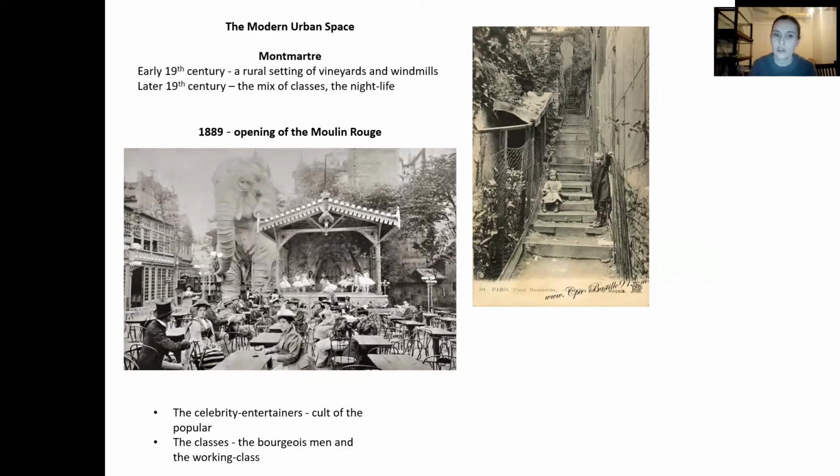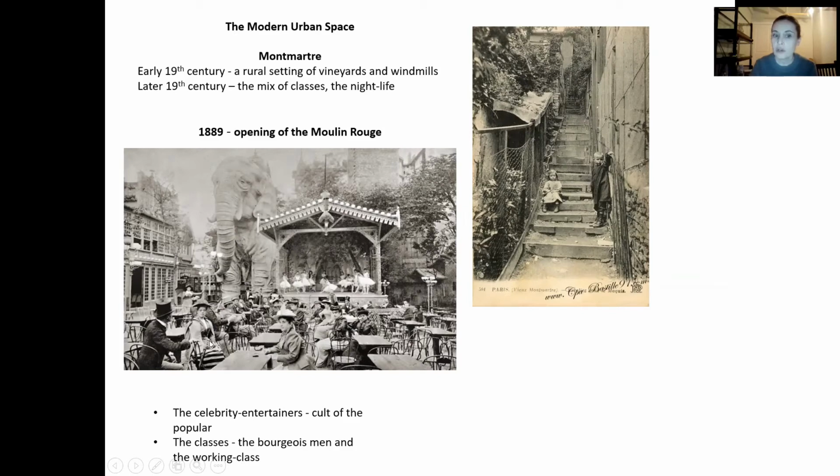This is also the area where you have these new popular spaces of urban entertainment, which are the cabarets. Most of them don't open in the city center. Most of them, you have to travel to Montmartre. So this is the Moulin Rouge, the very famous cabaret with the wooden elephant in the backyard. There you have the dancers about to perform.